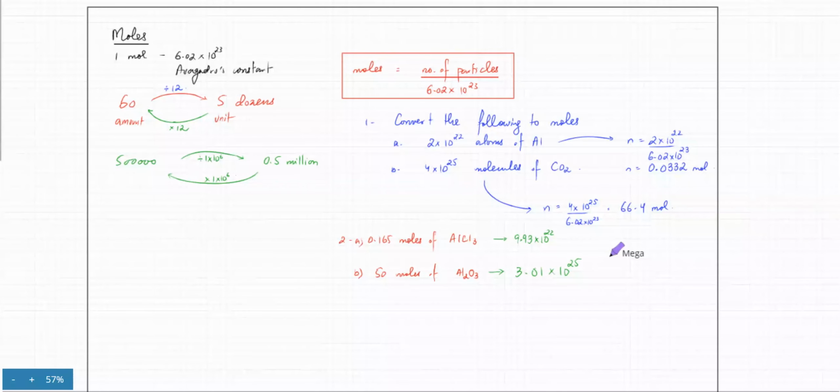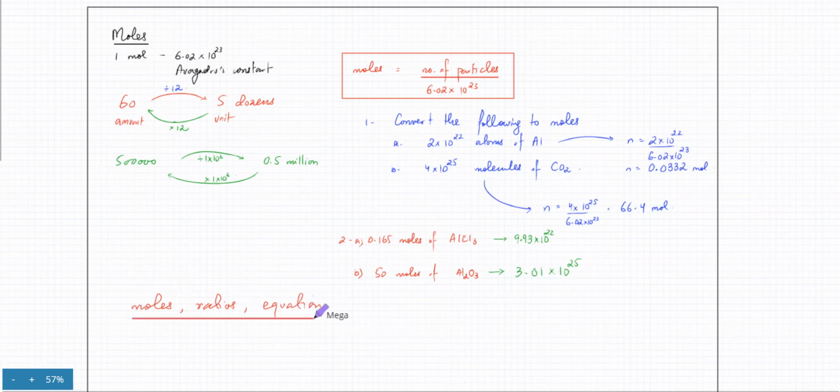We're now going to learn how to make the relationship between moles and equations. I'm not going to do any other formula right now. The first thing that we're going to try and learn how to do is the relationship between moles, ratios, and equations. So remember, moles is just a unit for counting. It tells you the amount of a substance.